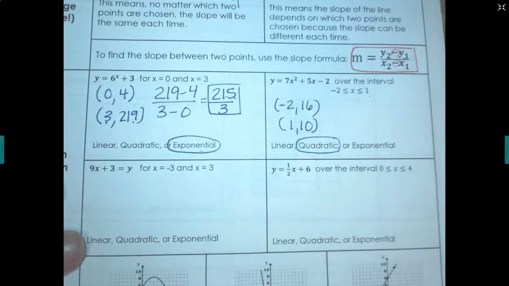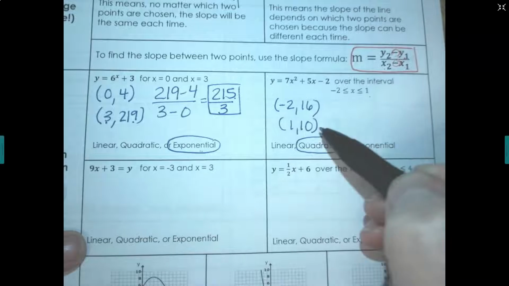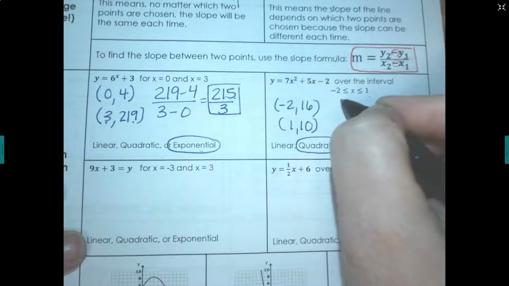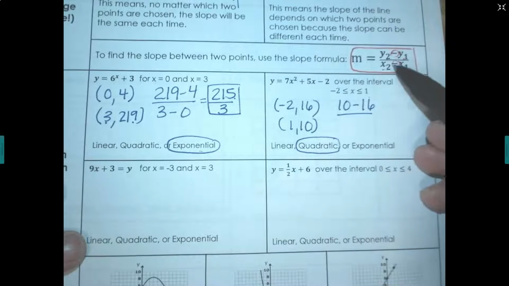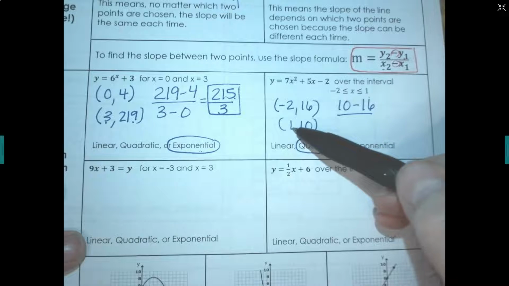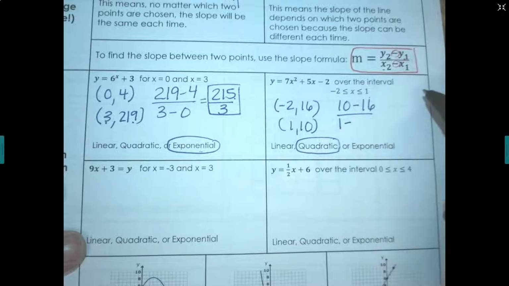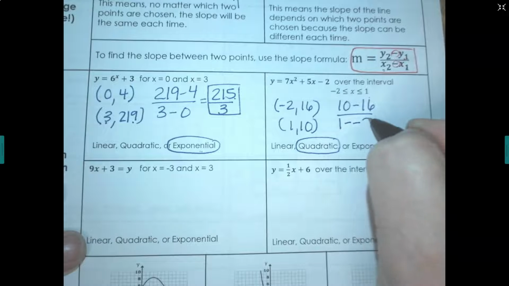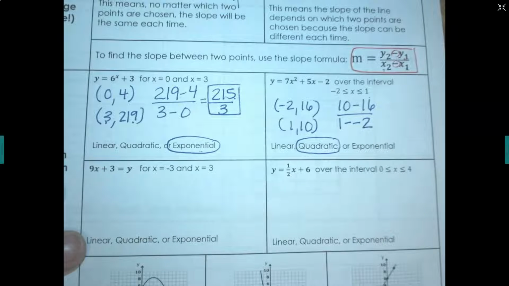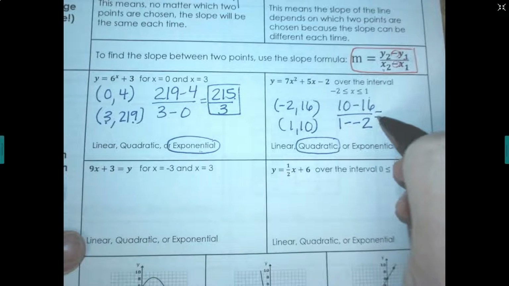And from there, we're going to use our slope formula like we did before. I'm going to say 10 minus 16 divided by x minus x, starting over in the same point I started with before. It's 1 minus, and then the second number, which happens to be -2. So we're going to deal with that in just a second.